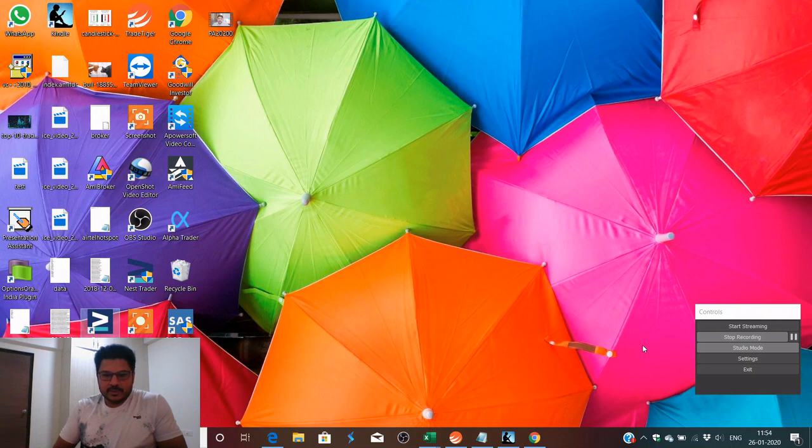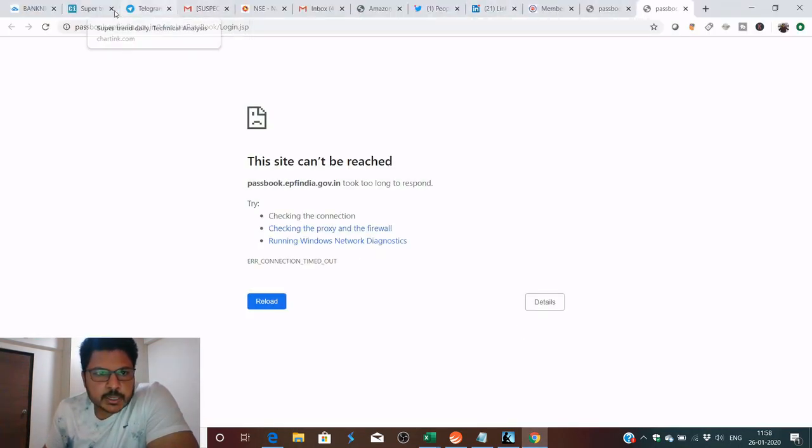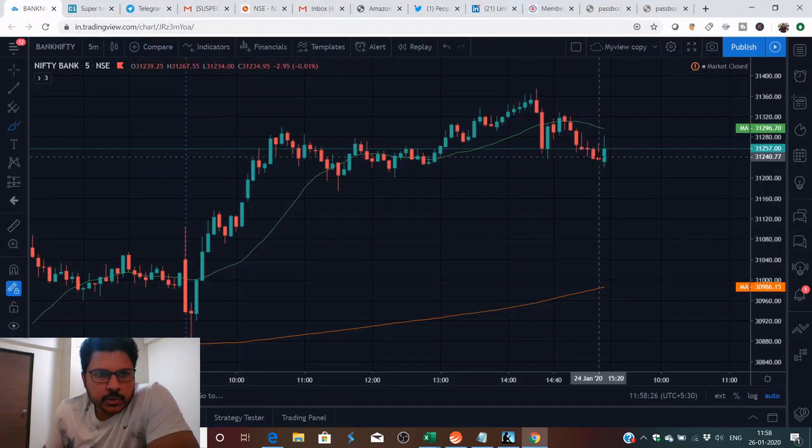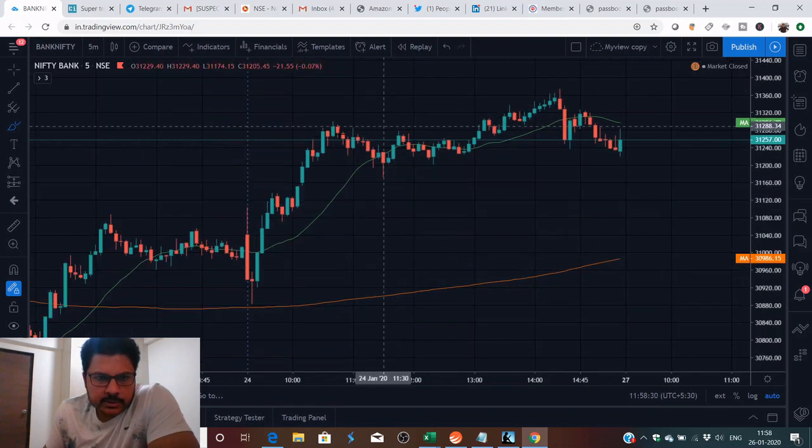So today we are going to discuss Bank Nifty. Like every week, it's a weekly analysis. Plus, we are going to analyze Nifty 50 stocks. So let's get started with the Bank Nifty chart. I'm using TradingView here. As you can see, this is a Bank Nifty 5-minute chart.